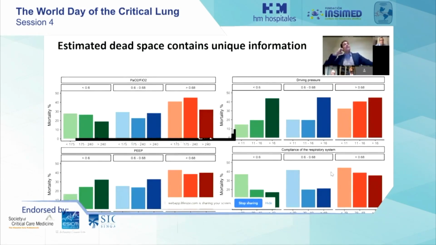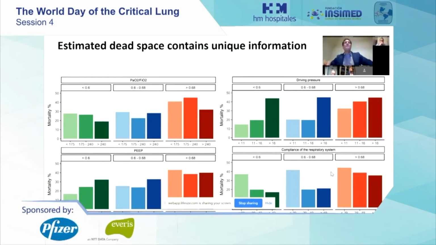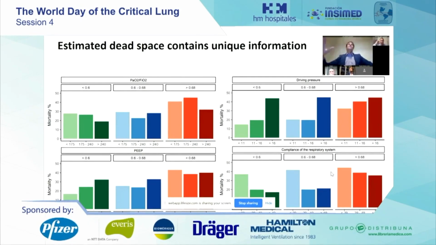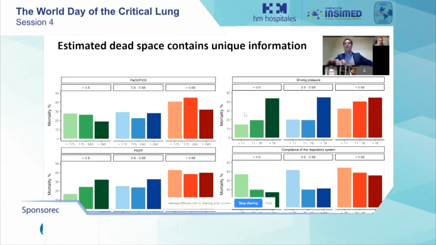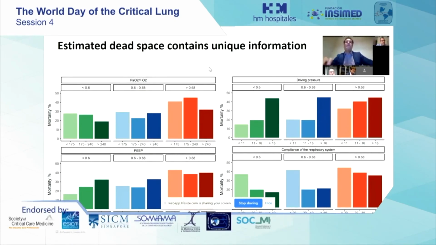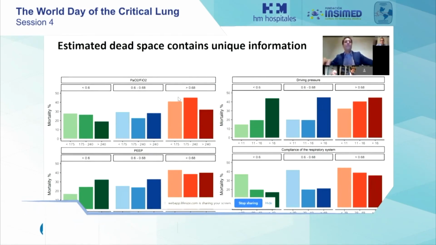Also, this slide and this picture try to depict how estimated dead space contains unique information. So when adding dead space for each of the estimates to oxygenation, like PF, driving pressure, PEEP, and mechanical ventilation, having a VD/VT or dead space fraction of more than 0.68 significantly increased the mortality. This VD/VT estimation was done using the Harris-Benedict estimate.